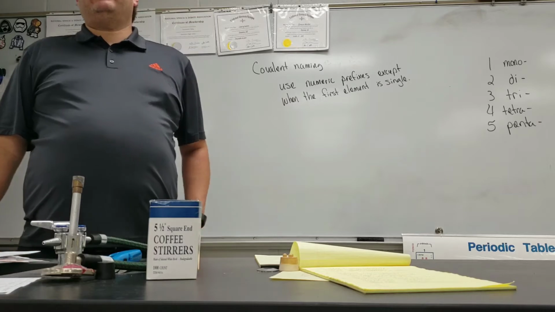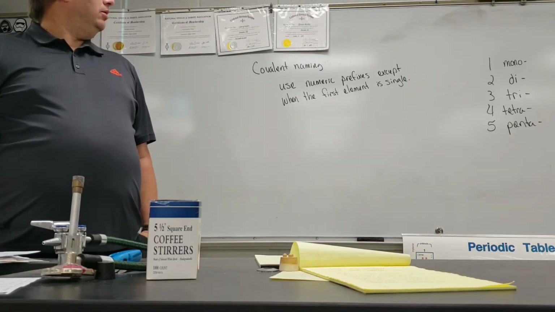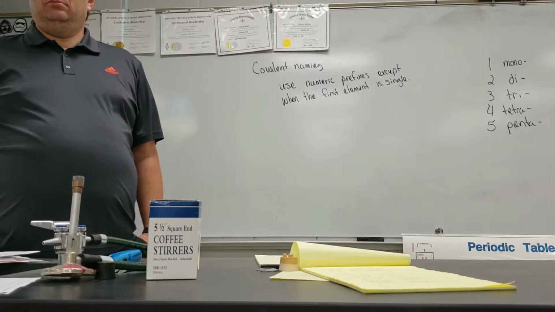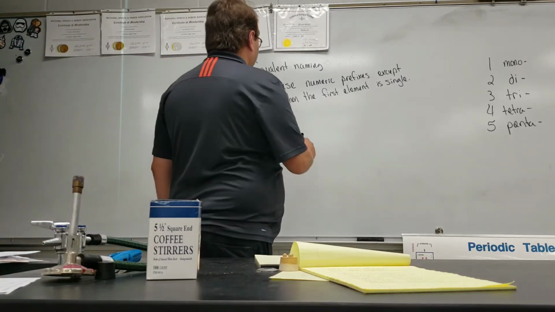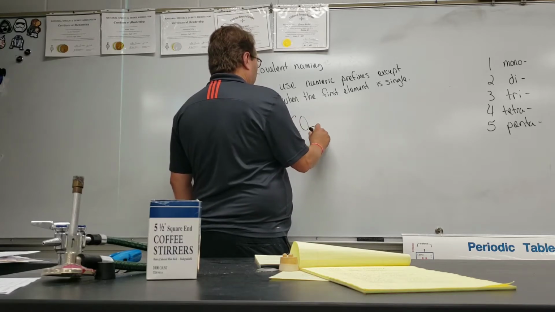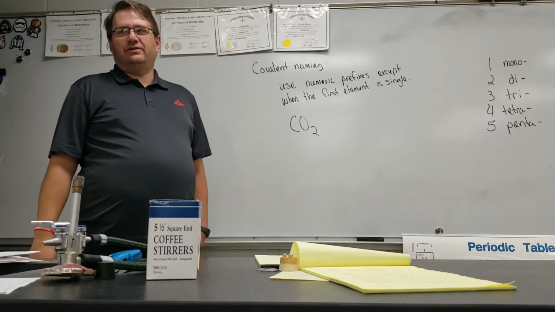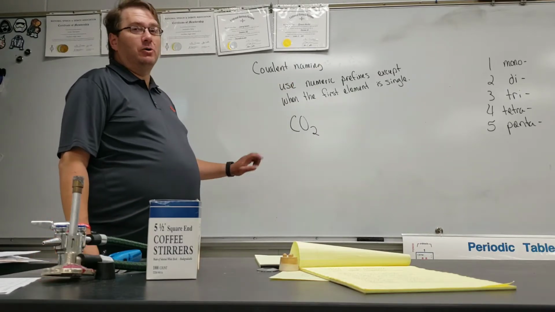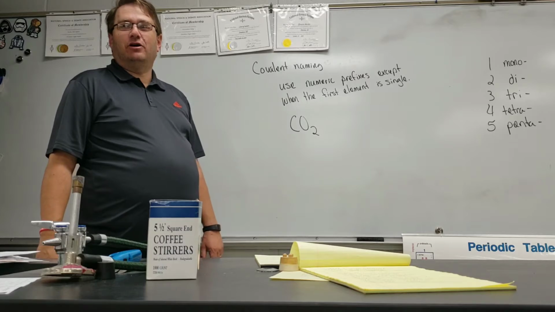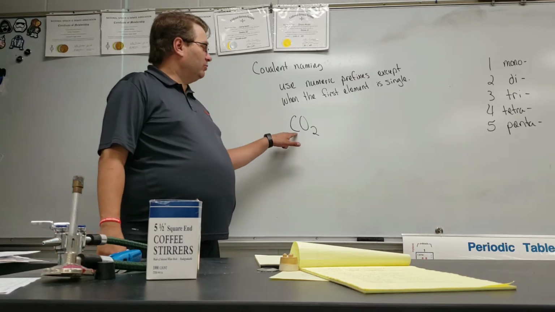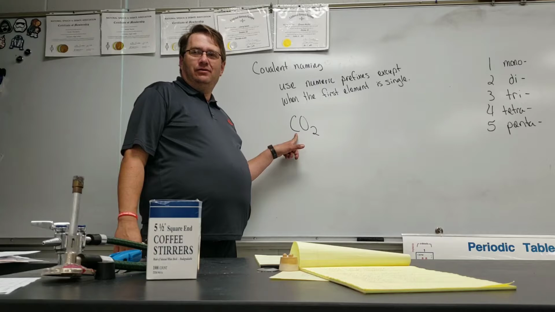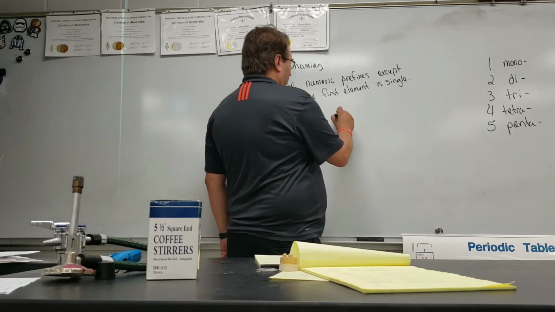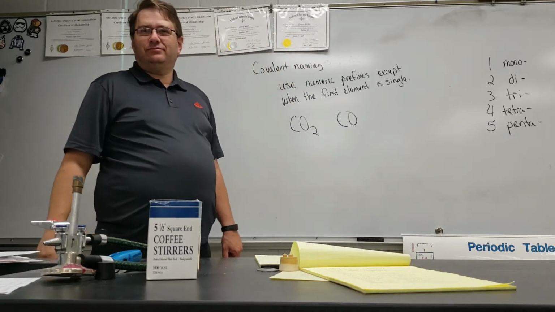You use the numeric prefixes except when the first element is single. So you never use mono on the first one. So what's this? Carbon dioxide. It's not monocarbon dioxide. You don't, because there's only one of these. But if it was CO, it'd be carbon monoxide.